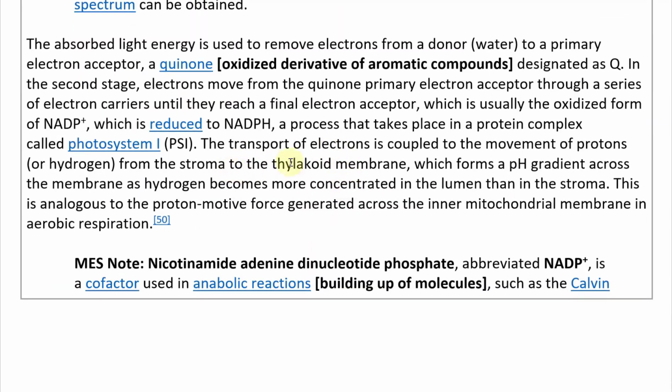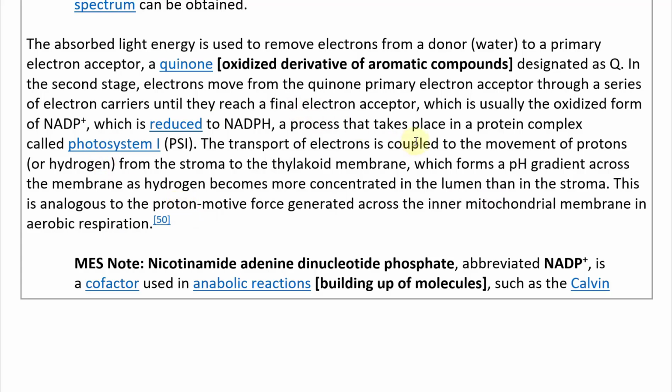Continuing further, the transport of electrons is coupled to the movement of protons or hydrogen from the stroma to the thylakoid membrane, which forms a pH gradient across the membrane as hydrogen becomes more concentrated in the lumen than in the stroma. And this is analogous to the proton-motive force generated across the inner mitochondrial membrane in aerobic respiration. And note the similarities. Basically, movement of electrons, and then you create a gradient where you'll have protons being forced to move elsewhere and create a force.